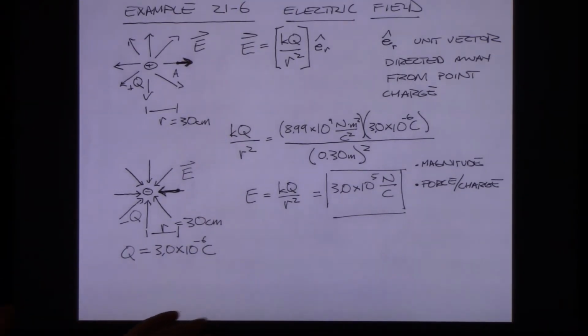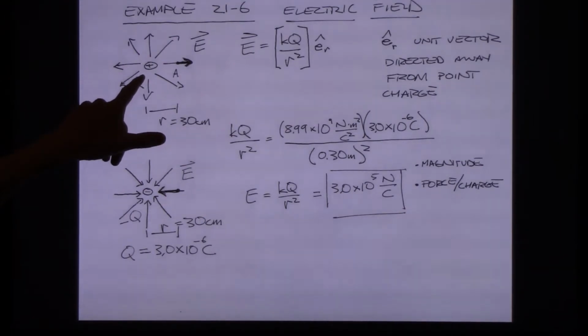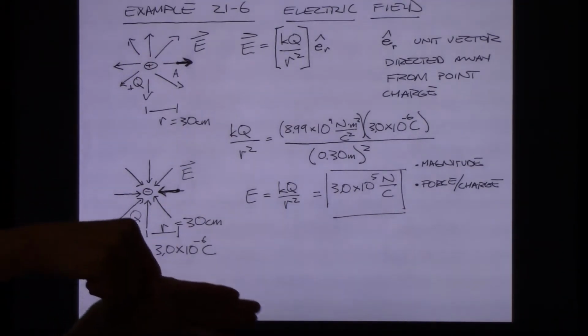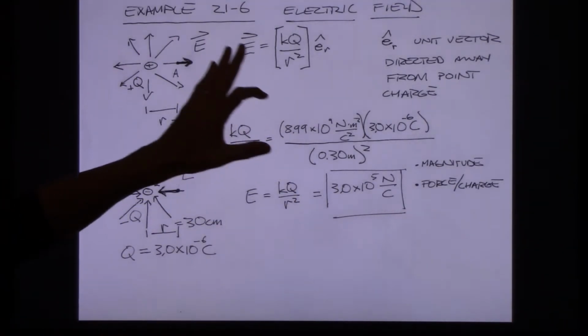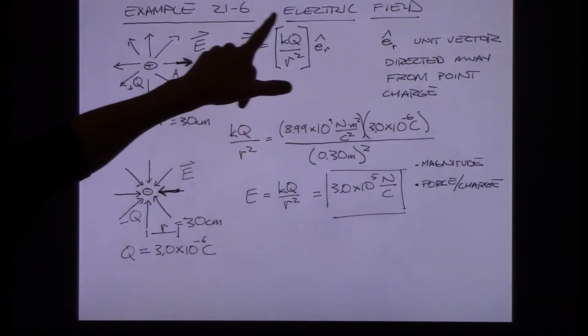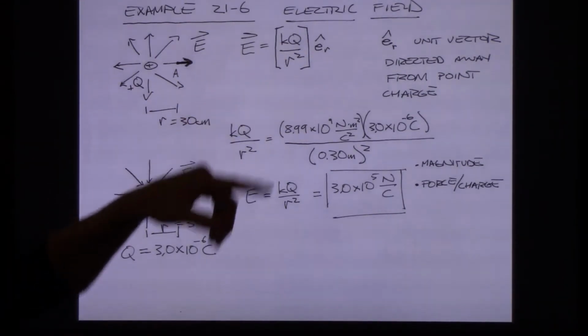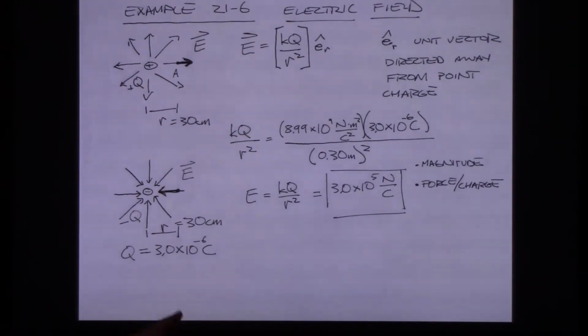So the idea is this. If I have a point charge, it's going to have an electric field at every location in space. The magnitude of the electric field is always going to be kq over r squared, every time. Magnitude is going to be kq over r squared.